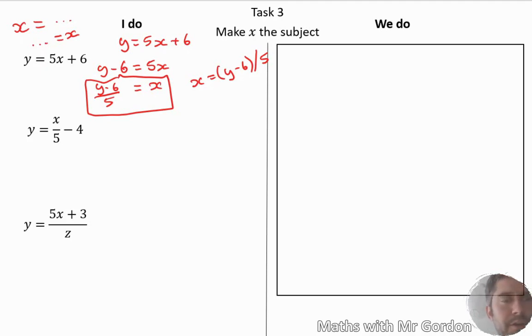For the next question, y equals x over 5 minus 4. So how did x start its journey? First, it was divided by 5, and then it had 4 taken away from that. We're going to be doing the reverse of that journey. So we're going to start off by adding 4 to both sides instead of taking away. The opposite is adding. We end up with x over 5 here. And on the other side, we've got y plus 4.